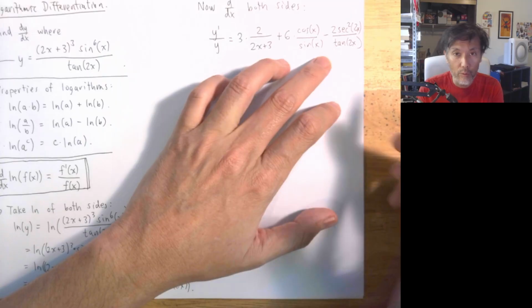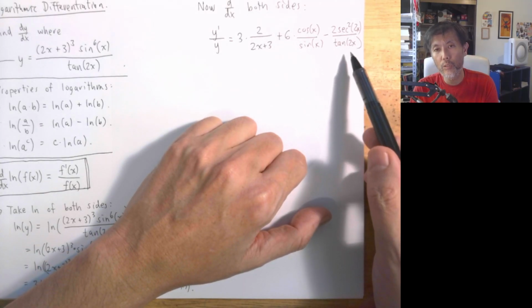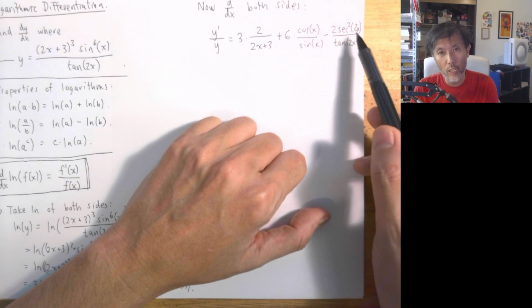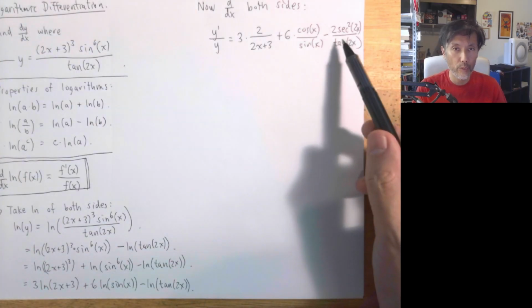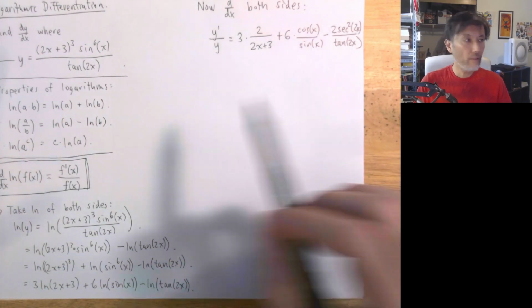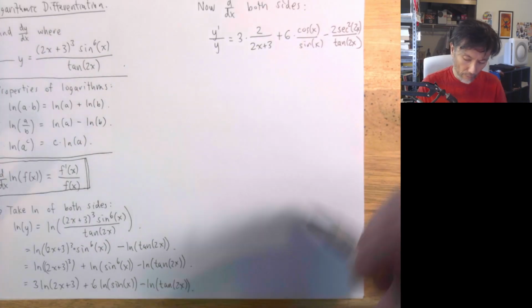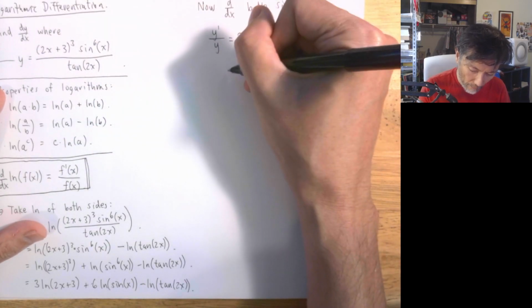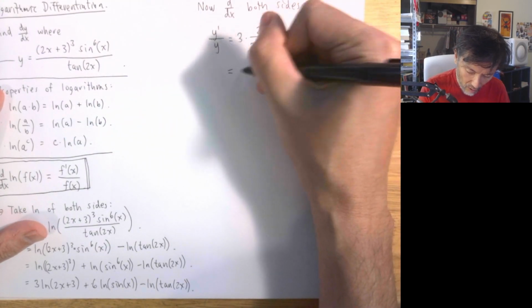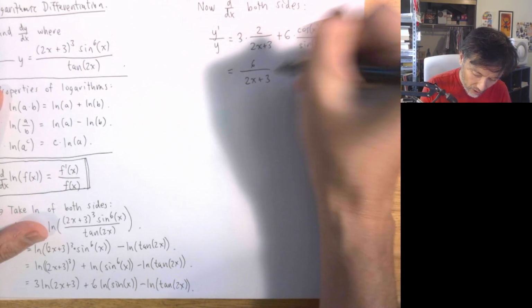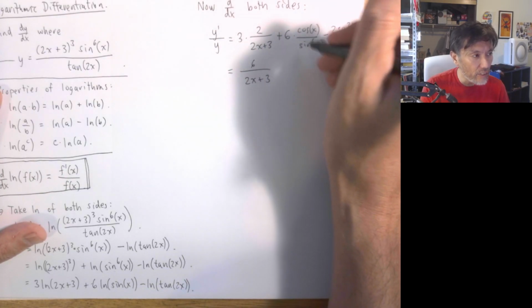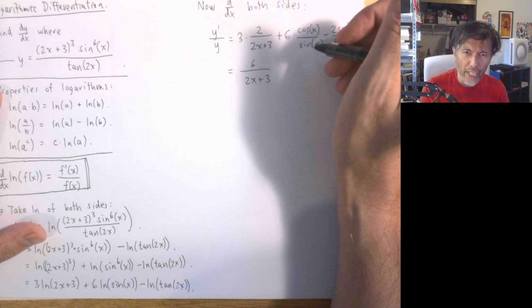Why? Because of the chain rule. This is like tangent of garbage. The derivative of tangent of garbage is secant squared of garbage times the derivative of garbage, which is 2. Okay, then we can clean all of this up to some extent, right? So we get y prime over y equal to 6 over 2x plus 3. That is, by the way, a synonym for cotangent.